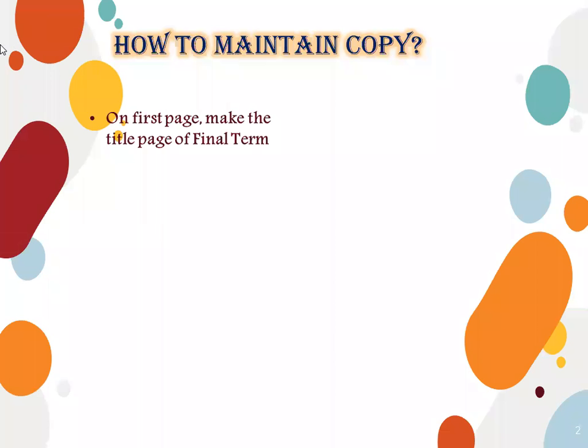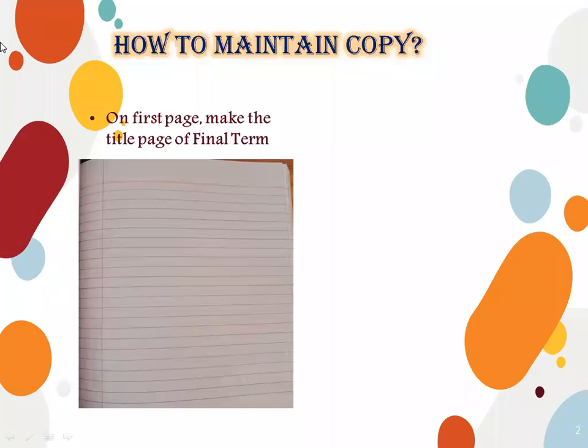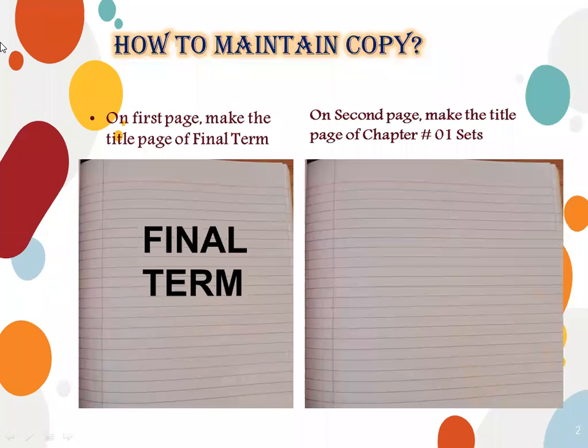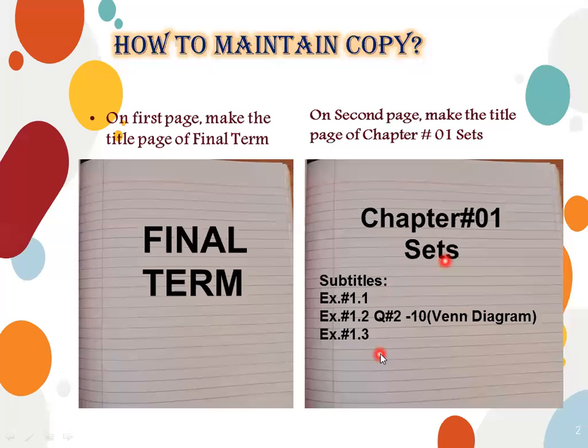But before starting the lecture, I'm going to explain how you will maintain your arithmetic copy. On the first page, you will make the title page of final term. Then on the second page you will make the title page of chapter number 1, sets, but along with the title page, you have to write the subtitles as well. So what are your subtitles? Exercise number 1.1, exercise number 1.2, along with question number 2 till 10, in which you will learn how to draw Venn diagrams, and then exercise number 1.3.